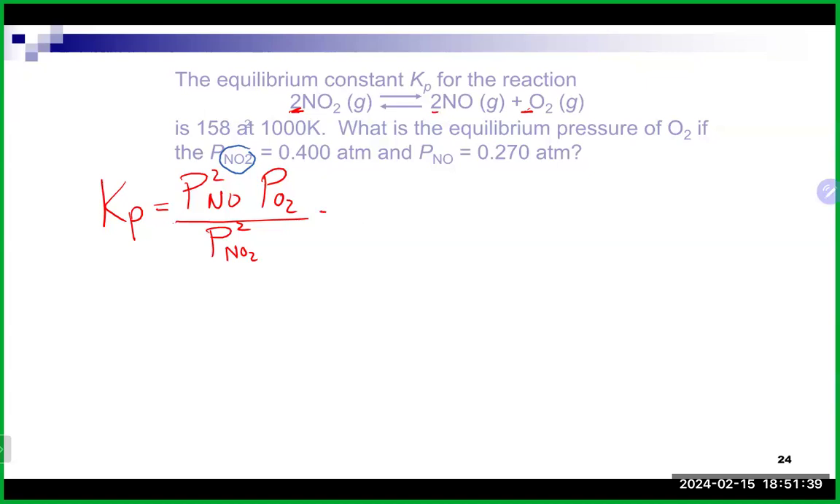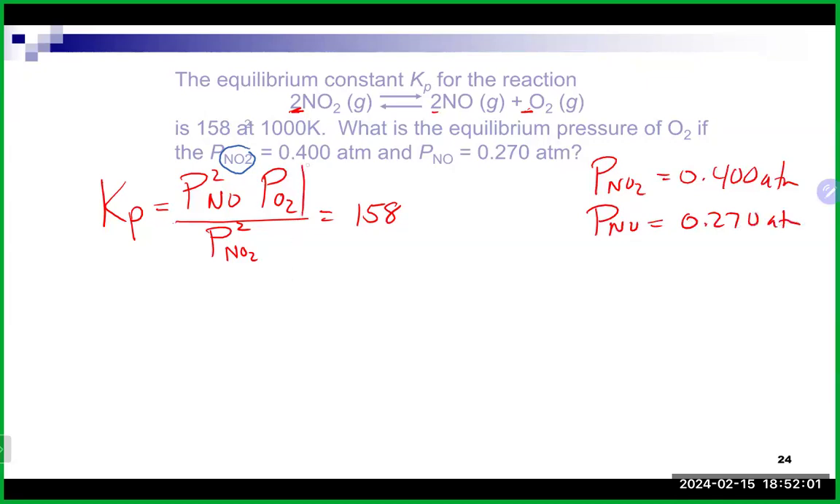That actually is going to equal a 158 in terms of our Kp value that was given to us in the problem. We do have the partial pressure at equilibrium of NO2, which is 0.4 atmospheres. We also have the partial pressure of NO, which is 0.27 atmospheres. And we're looking for this, guys. So we could pop our numbers in there. NO2 is going to go up on top, so we're going to go 0.4, and we are going to square it.